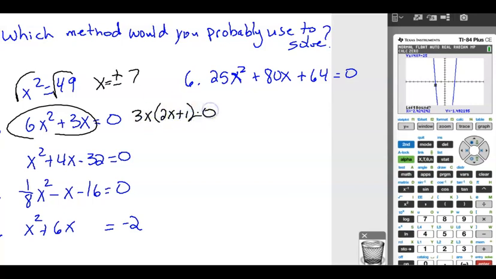By picking the right method, this is a factoring problem. Then you factor this. By picking the right method, instead of the quadratic formula or something like that, factoring would be quicker on this. So picking the right method is a good skill to have, and that just takes practice.